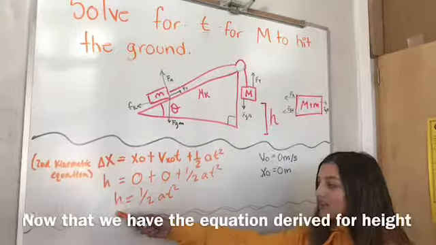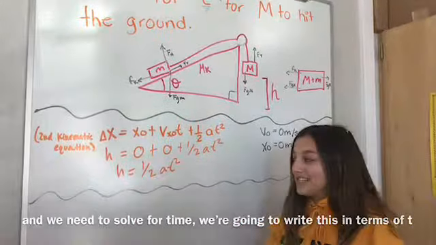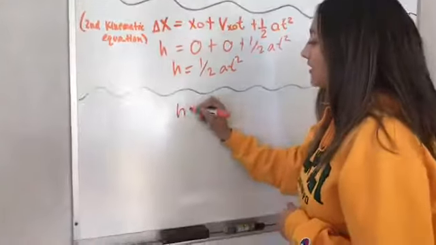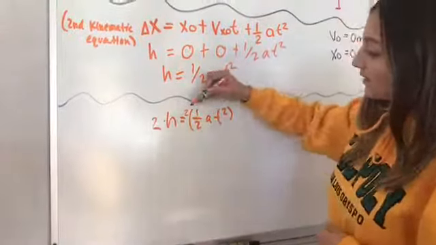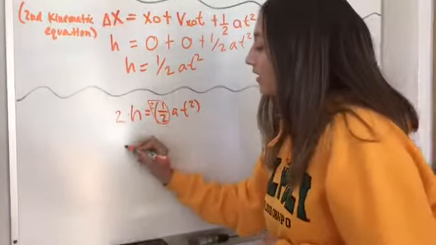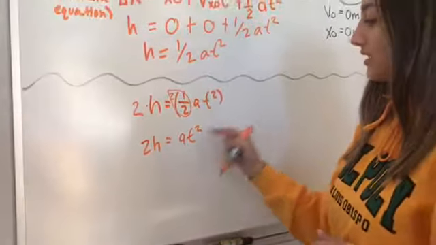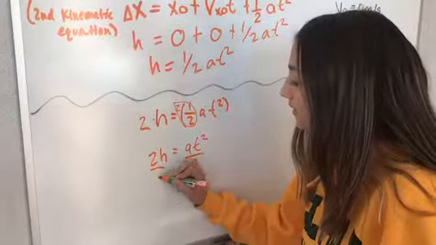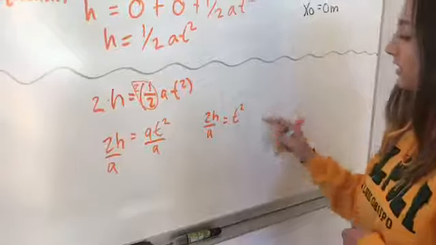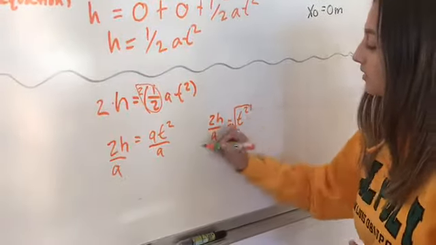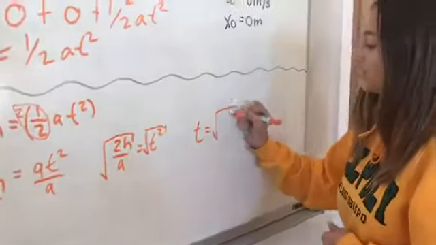So now that we have the equation derived for height, and we need to solve for time, we're going to write this in terms of t. First is the equation, and then we're going to multiply it by 2. The 2 and the 1/2 cancel, so 2h equals a t squared. And then since we want to divide by a, and to get rid of the square, we take the square root, so t equals the square root of 2h over a.